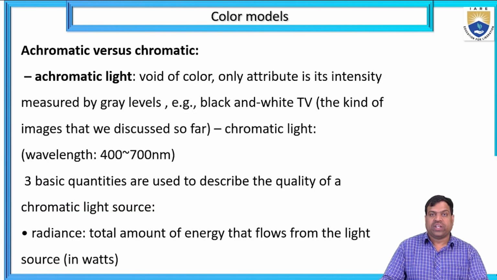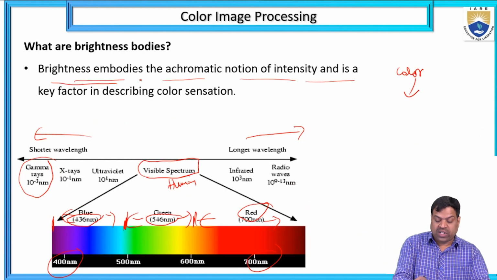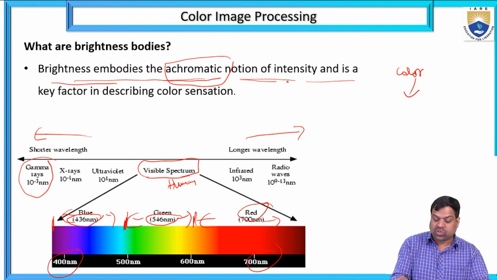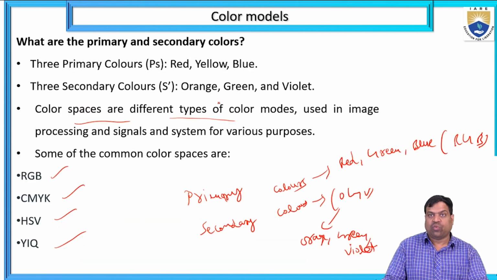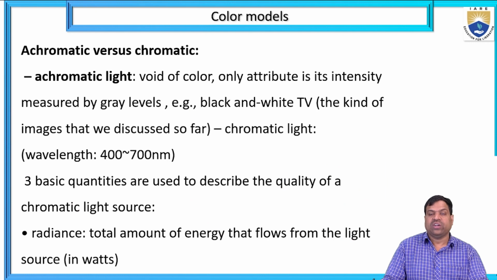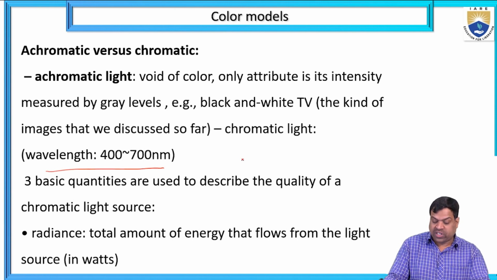Achromatic versus chromatic. So what is achromatic? In the previous slide we discussed brightness embodies the achromatic notion of intensity and is the key factor in describing color sensation. Achromatic light is devoid of color. Its only attribute is its intensity, measured by gray levels. Example, black and white TV, the kind of images that we have discussed so far. And chromatic light has wavelengths from 400 to 700 nanometers.